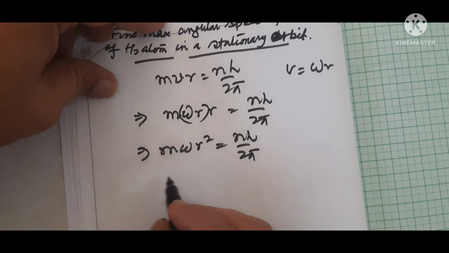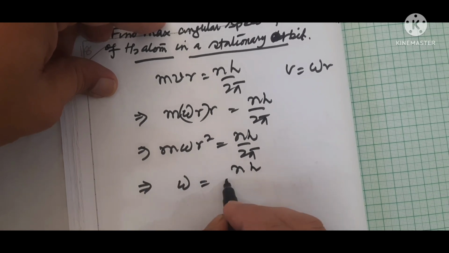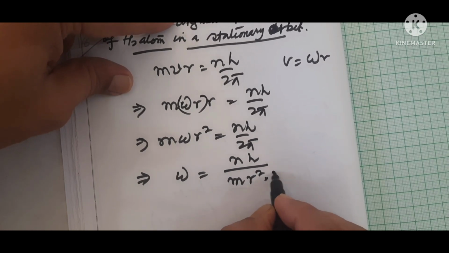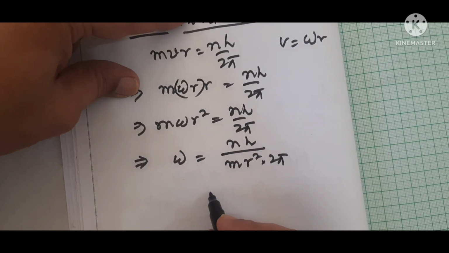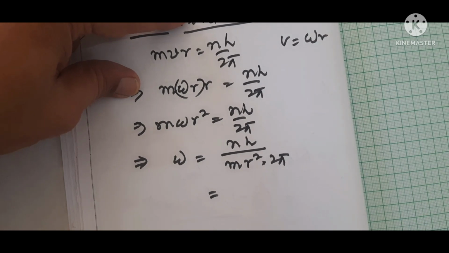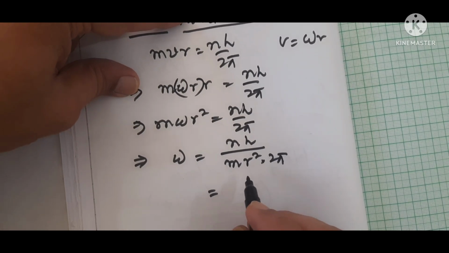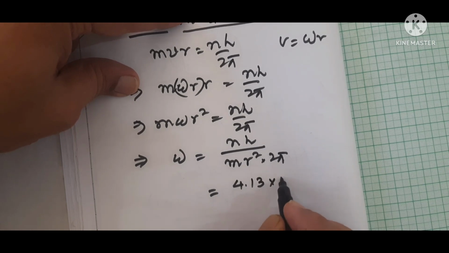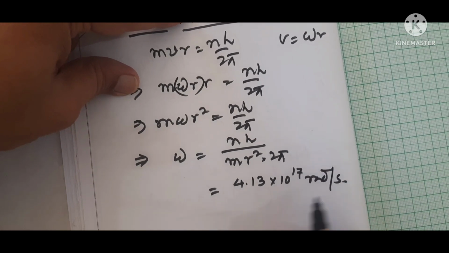right. So our purpose is to find the omega. So omega is equal to nh by m r square into 2 pi. m r square इधर आ गया. Now put the value and get the result. I am using calculator to find its value. And that value will be around 4.13 into 10 to the power 17 radian per second. That should be your answer.